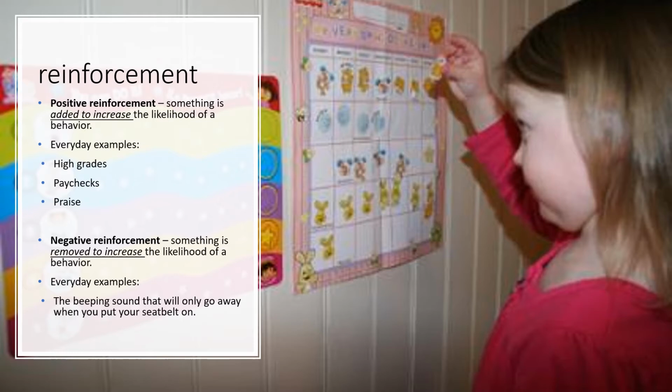Here we have a child who's experienced positive reinforcement in the form of a sticker chart. So she's earning a certain number of stickers. Some of you may have had parents who did this with you. If you're a parent, you may do this with your kids. And the child is learning that when she does certain things, she gets stickers, and she can trade those in for a trip to the ice cream parlor.